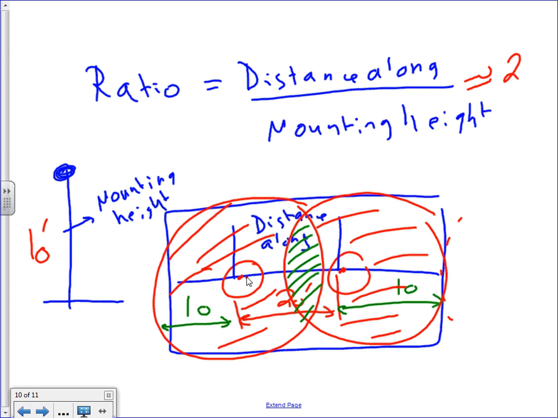Right? Can I get you guys to understand the ratio between the distance along versus the mounting height between fixtures? So it's 2 to 1, meaning the distance between the fixtures, the poles that carry the fixtures, is twice the mounting height of the fixture. Cool? That will get you this good distribution.